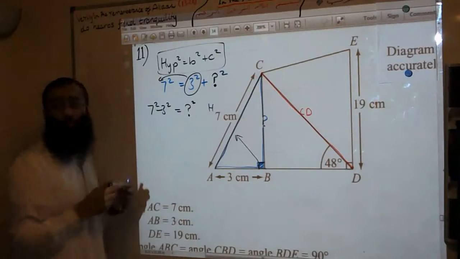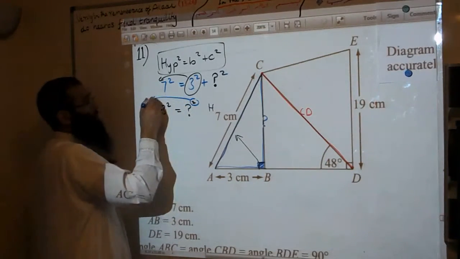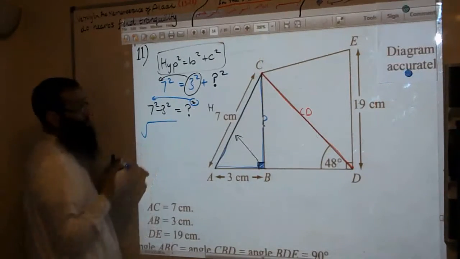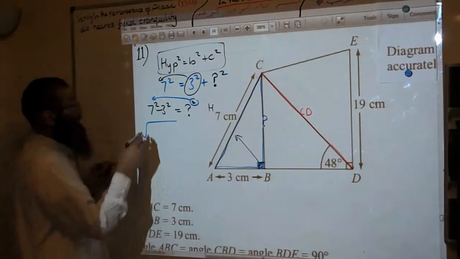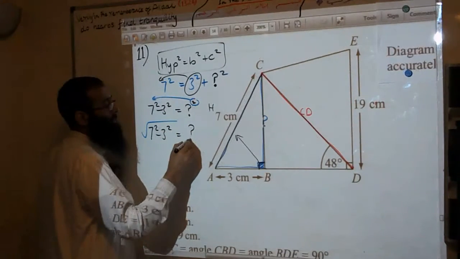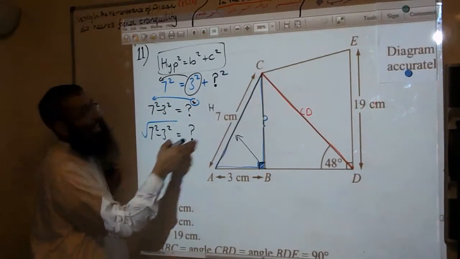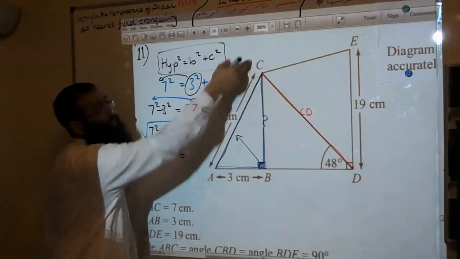Okay, happy with that so far? Equal. Now, Harun, I want to get rid of the squared now. So the opposite of squaring is? Square rooting. So on your calculators, please folks, work that out. And that question mark here actually represents which length? B to C.